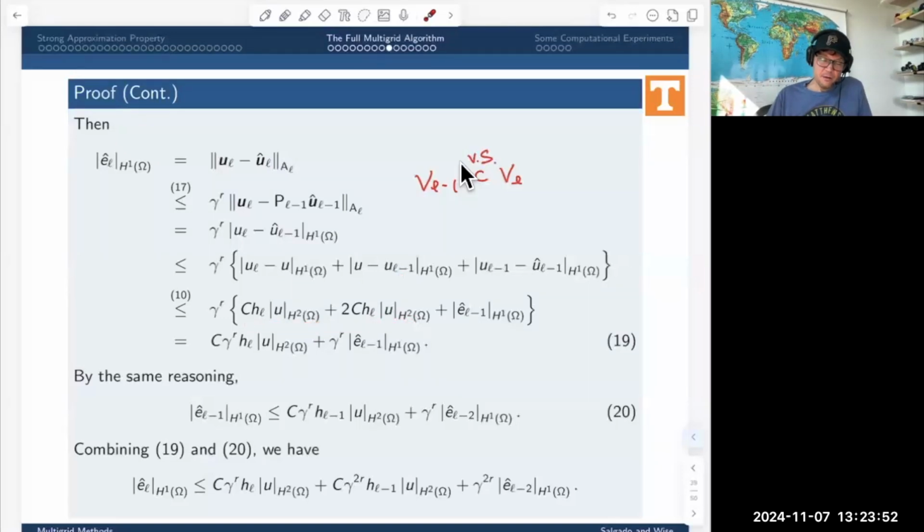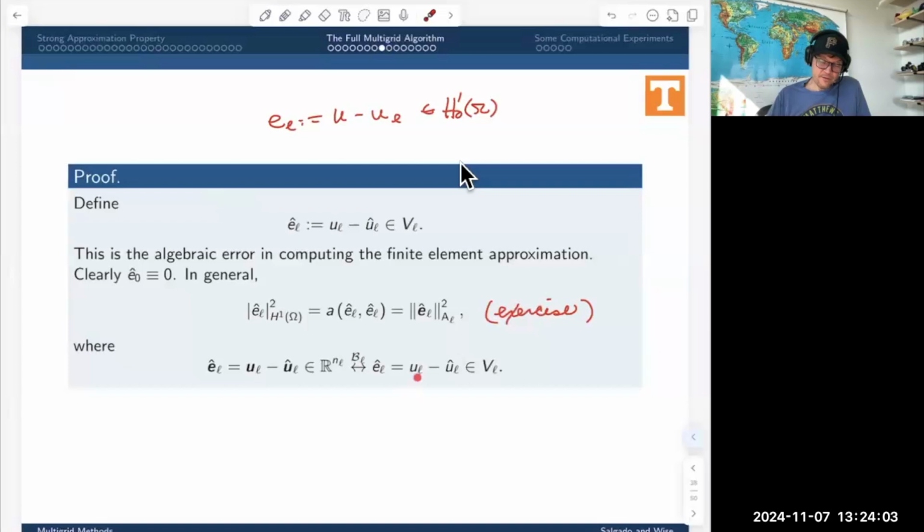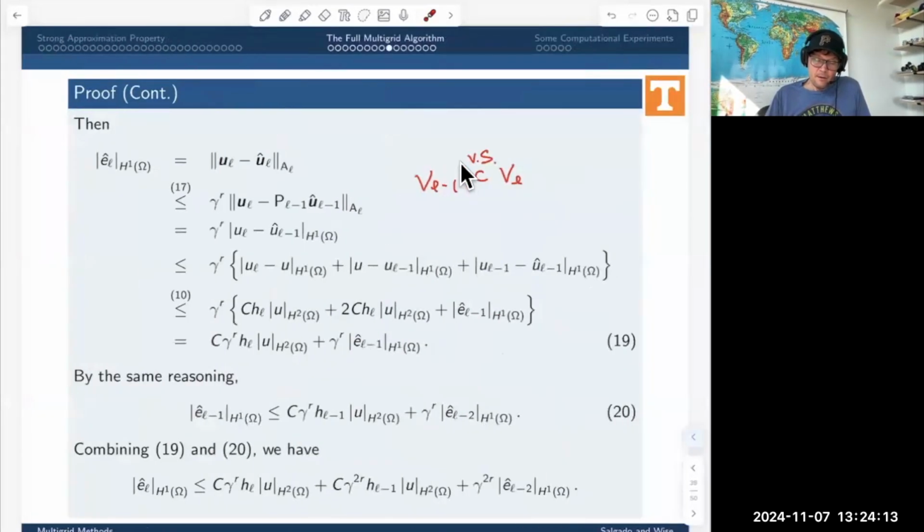Well, what about this guy? Look at what we're measuring here, E_L hat. That was the difference of the true solution at level L and the solution at the full multigrid approximation at L. This is more or less the same, but at level L minus 1.